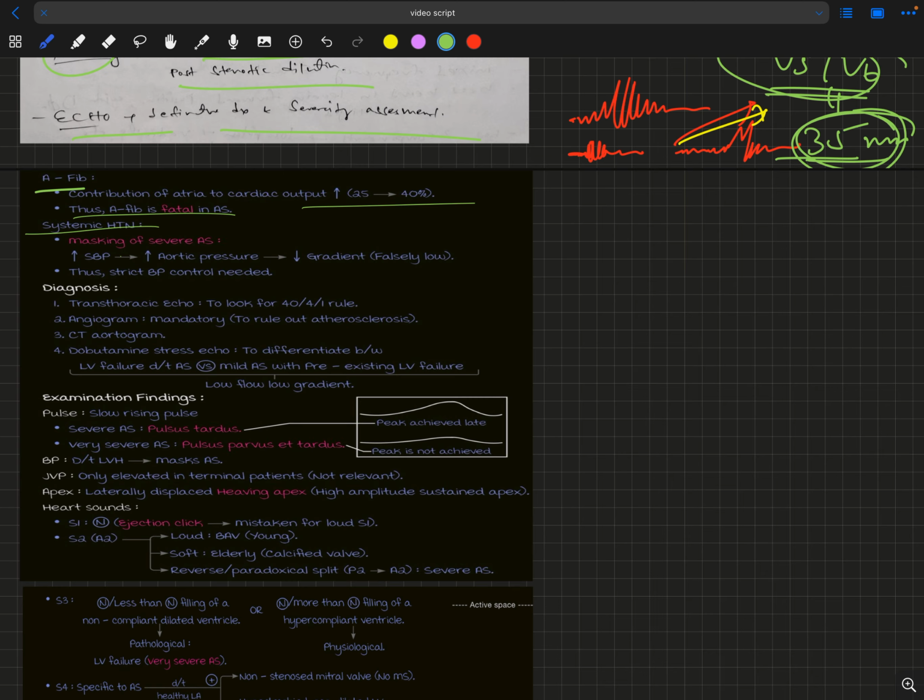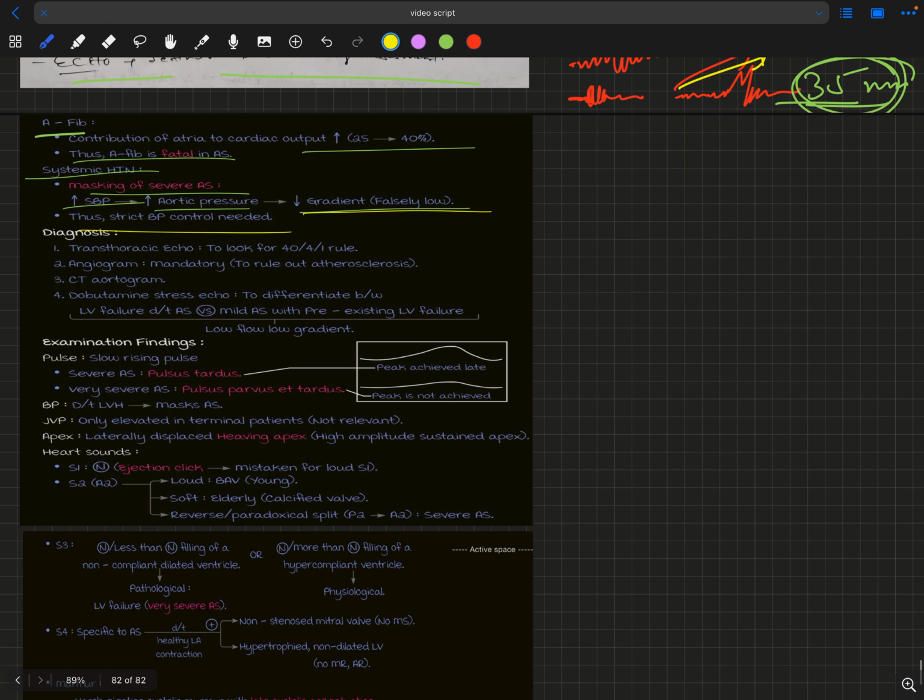In case of systemic hypertension, there is masking of severe AS, because the mean transvalvular pressure gradient can be recorded abnormally. With a decrease in systolic blood pressure or aortic pressure, there is a decreased or falsely low gradient, thus strict BP control is needed.